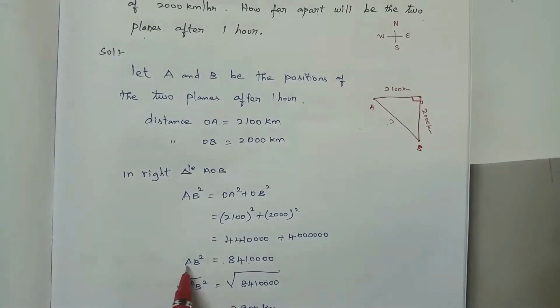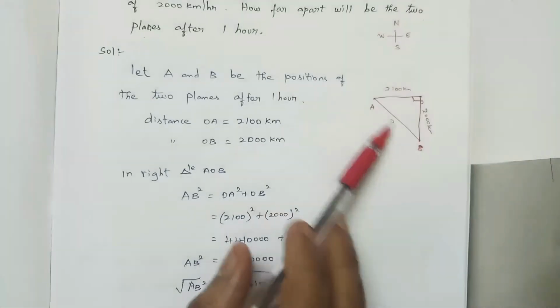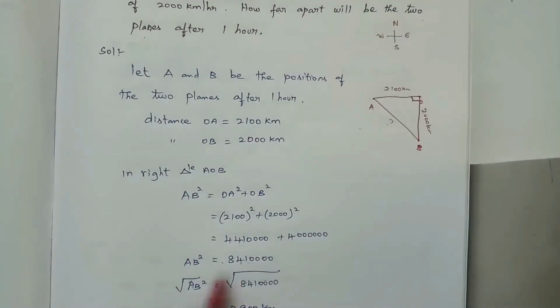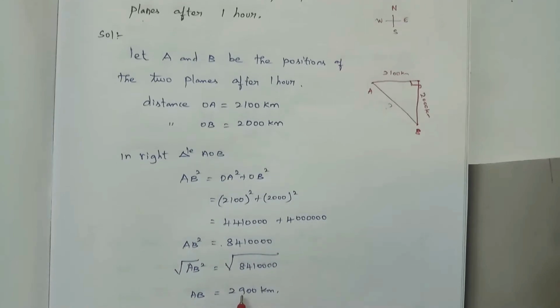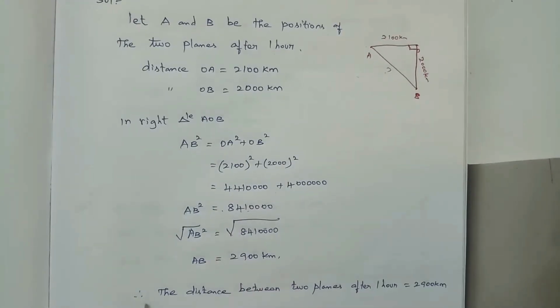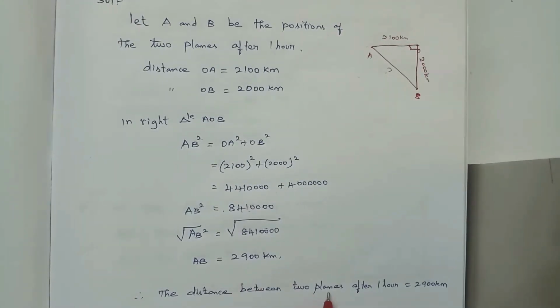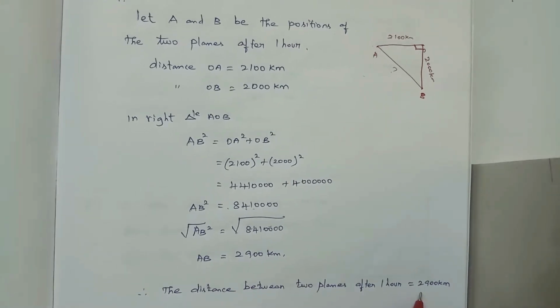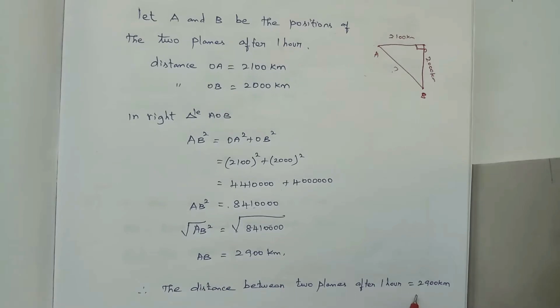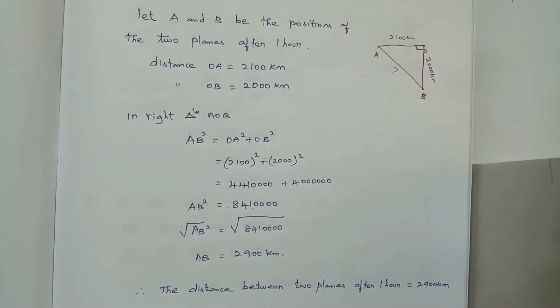We got AB square, but what we need is the length of AB alone. So taking square root on both sides, AB is 2900 kilometers. Therefore, the distance between the two planes after 1 hour is equal to 2900 kilometers.